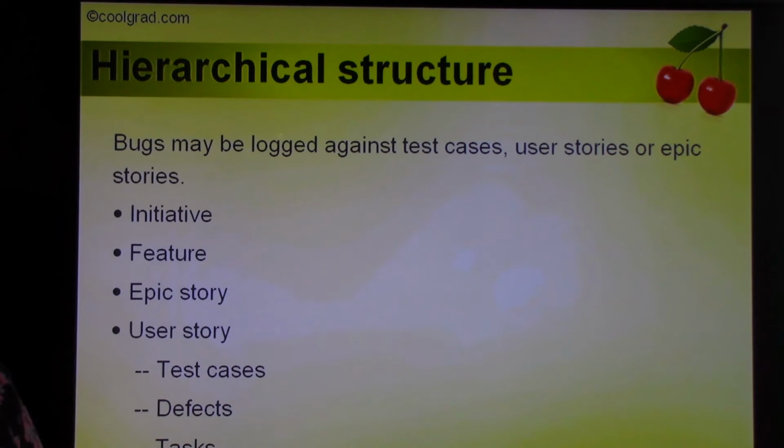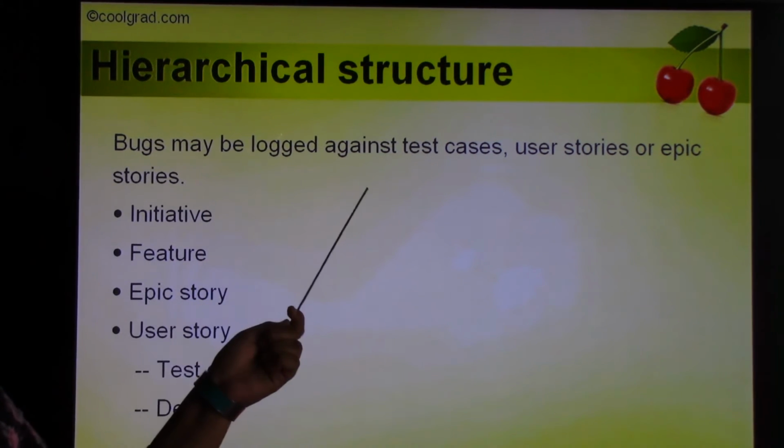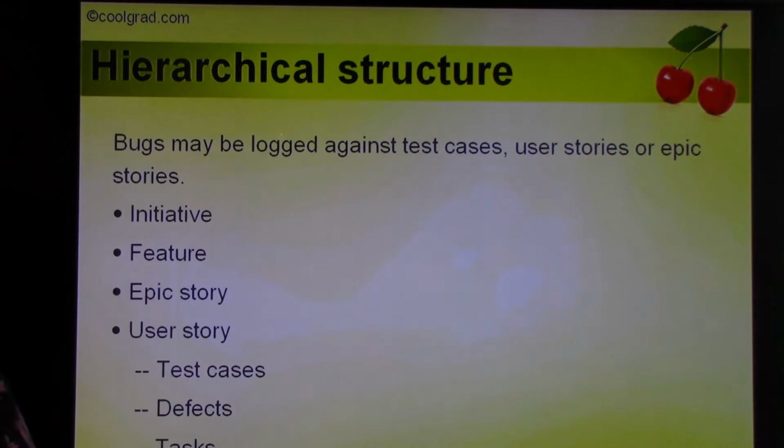So bugs may be logged against test cases, user stories, or epic stories. Let's take a look at some of the artifacts in a software project. So the artifacts are usually stored in a hierarchical structure. So there are a lot of tools like Rally, Jira, TFS, Team Foundation Server, or so many other tools wherein people can write user stories, they can write test cases, they can log their defects and maintain them, and also let them run through their life cycle.